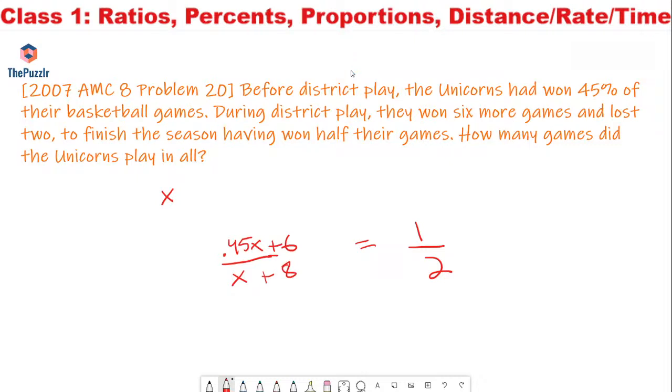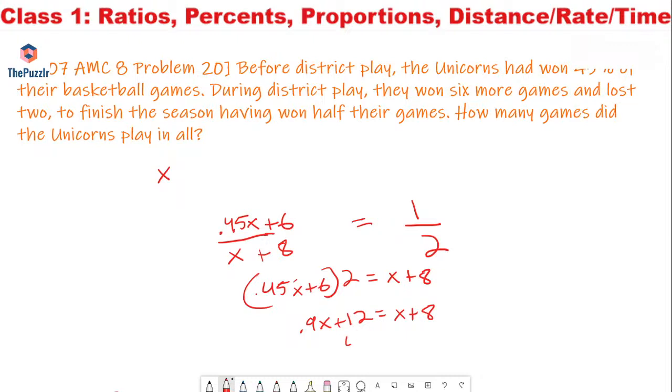And now we have a ratio. Cross multiply. So multiply this times this and set it equal to this times this. That would give us 0.45x plus 6 times 2, and this is equal to x plus 8. Or 0.9x plus 12 is equal to x plus 8. What do we have? 4 is equal to 0.1x, so that x is equal to 40 games.